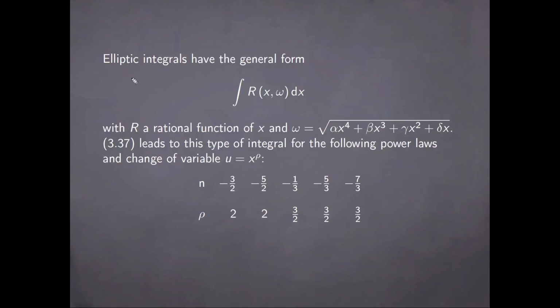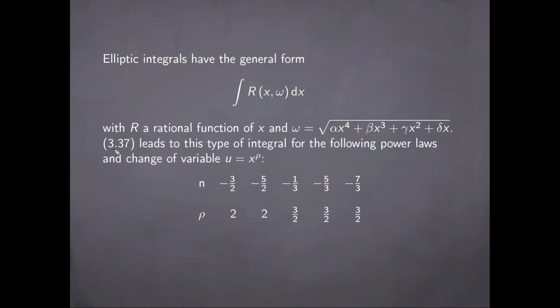Now, with specific regard to elliptic integrals, they have the general form given here, where r is a rational function of x, so it's essentially just a ratio of two polynomials in x, and omega is the square root of the quartic form given here, where obviously alpha and beta cannot simultaneously be zero, because in that case we would simply end up with a circular solution to the integral.